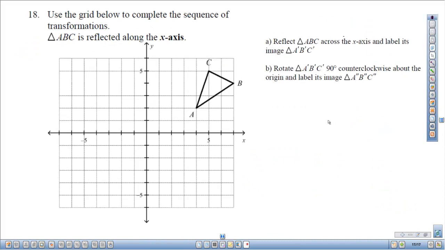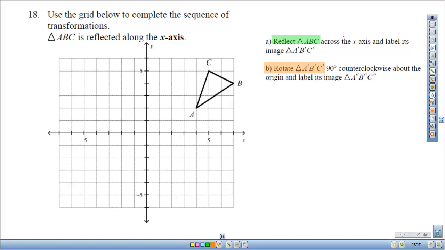Alright, number 18 gives us this pre-image, and they're actually going to have us do 2 things on this problem. Part A is going to make us reflect triangle ABC and get an image, and then this is what we'd call a composition, because when we're done, we're going to take that new image and use it as the pre-image for a rotation. So we're going to reflect this triangle, get a new version of it, and then rotate that new version. Okay? So let's do the reflection first.